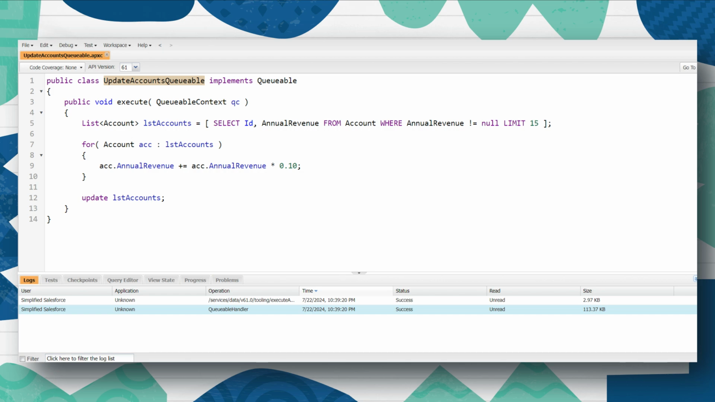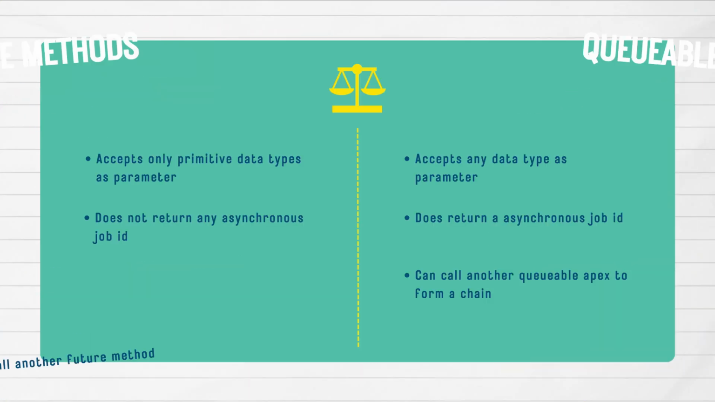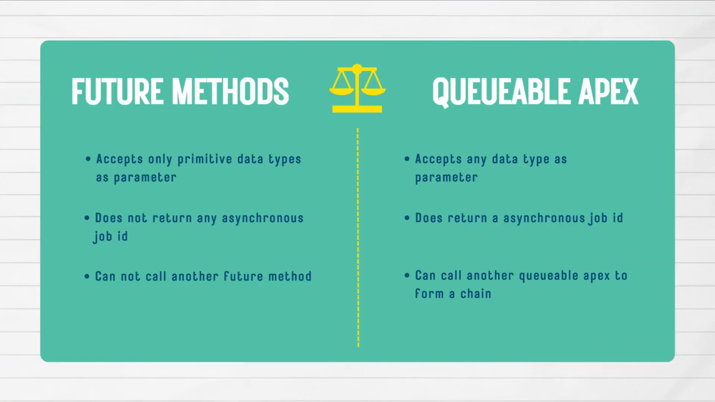However, there are some differences in terms of how they are implemented and executed. Let me summarize these differences for you. We can pass only a single or a collection of primitive data types as parameters to future methods. However, we can pass any type of data to Queueable Apex by creating member variables of the Queueable class and assigning values to them from the calling Apex code.